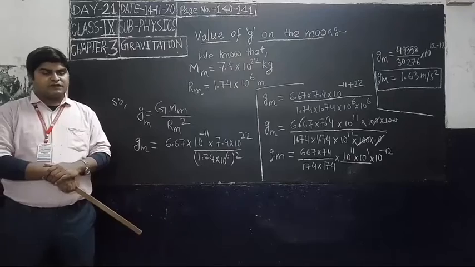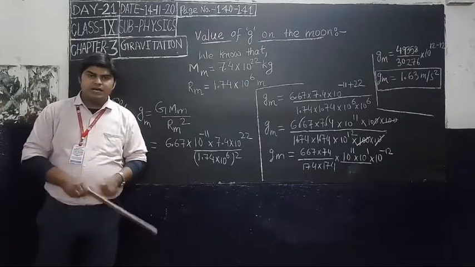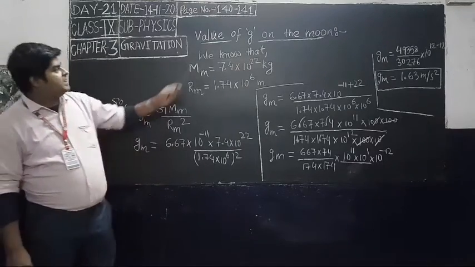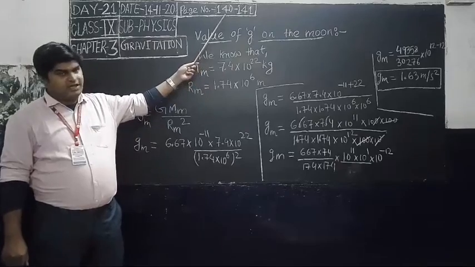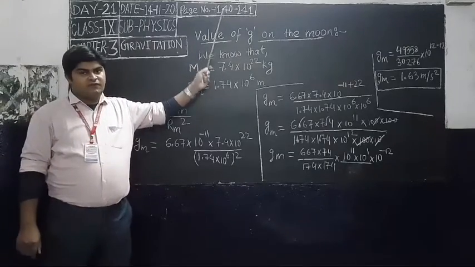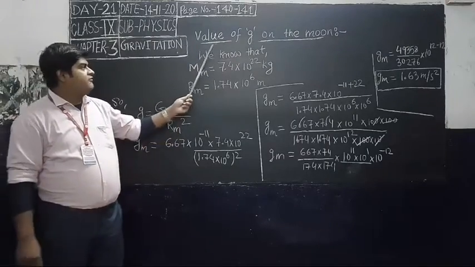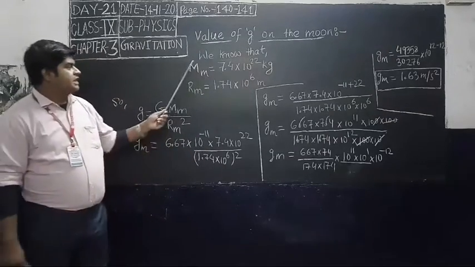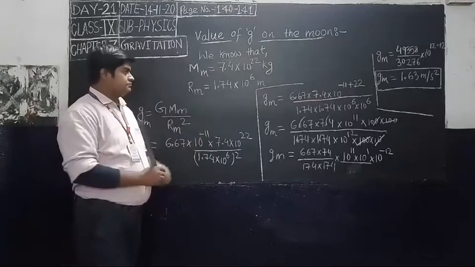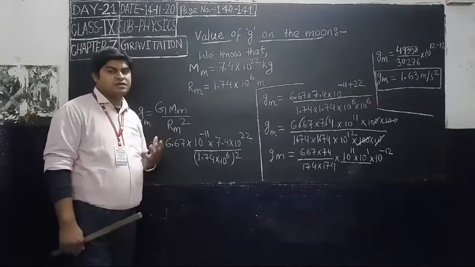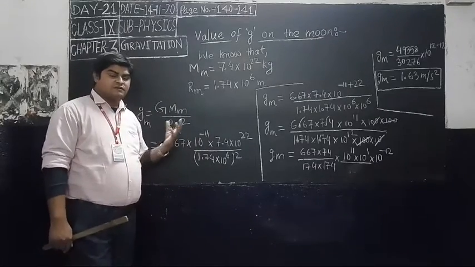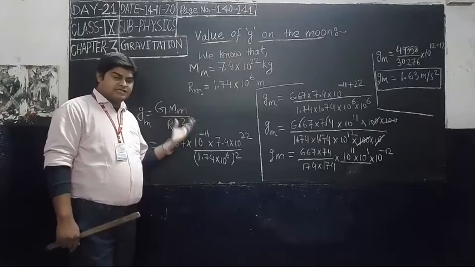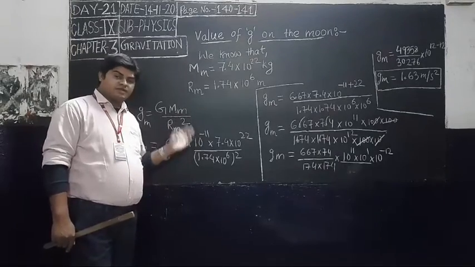So I kindly request all of you to please sit with your notebook and science book, and turn to page number 140. See the topic, value of g on the moon. Students, I have discussed the formula F is equal to G M m by r square. We will find the acceleration due to gravity on the moon from this formula.